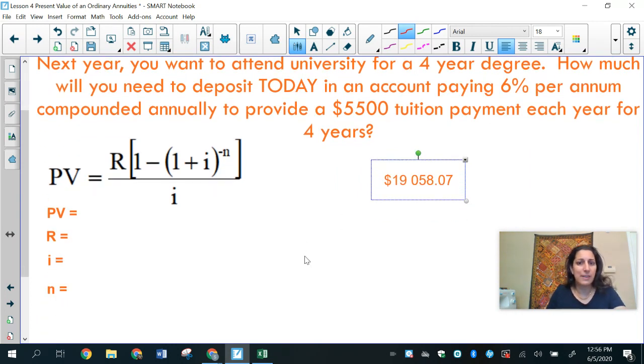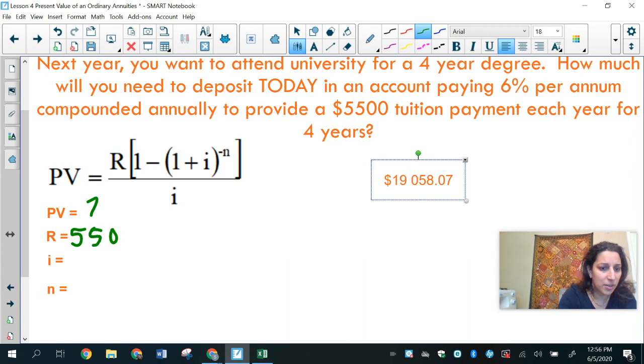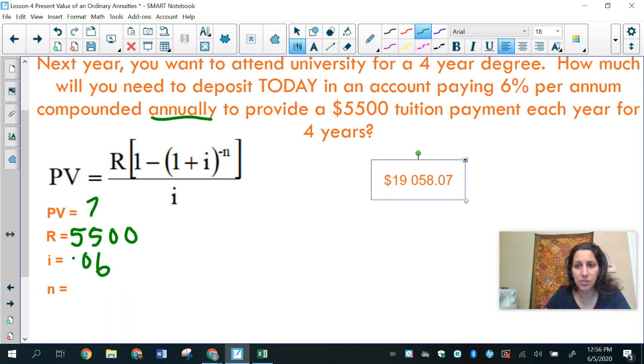So what am I going to say? My PV in this case is the number I'm looking for, so I don't know that number. My payment, I want to be able to make $5,500 payments, so that's my R or my PMT. The interest rate, now this is saying compounded annually. So again, if it didn't say annually, you would have to do a division, but it is annual, so it's just 0.06, converting the percent to a decimal. And N is the total number of times that you made that payment. And in this case, because you're doing it annually, it's just 4.